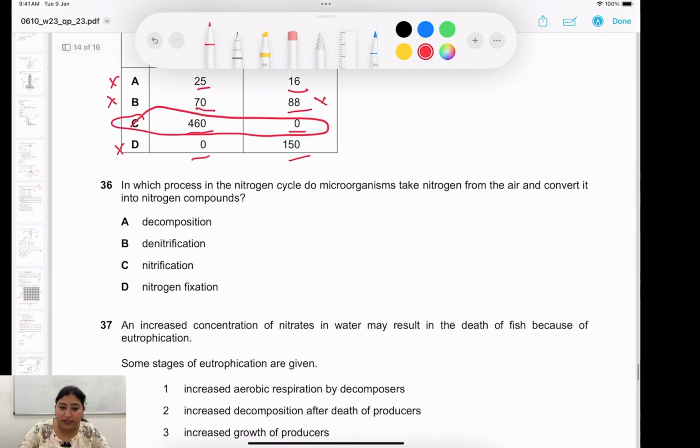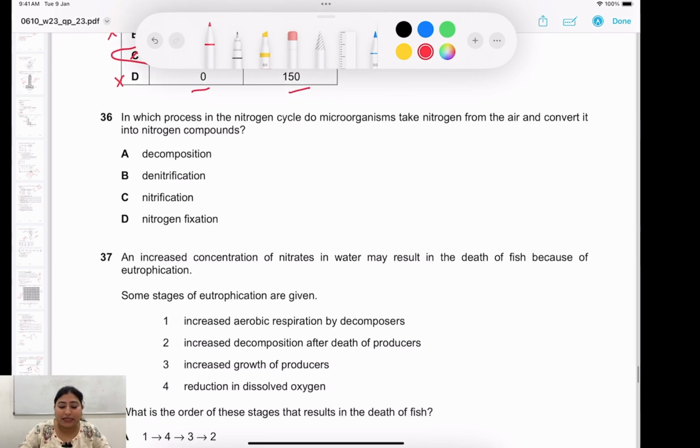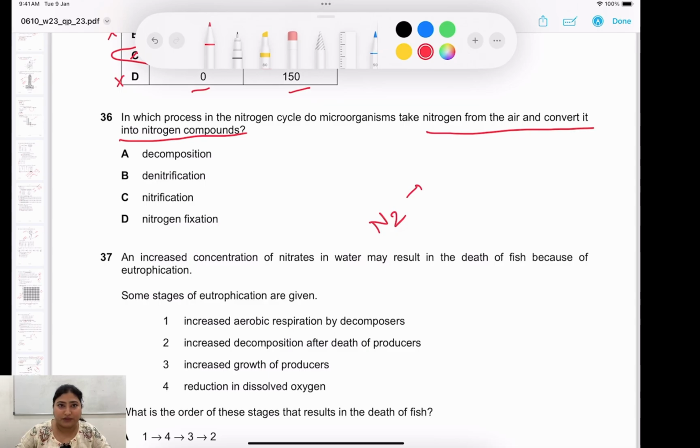Now, we have a very easy question here, that is question number 36. In which process in the nitrogen cycle do microorganisms take nitrogen from the air and convert it to nitrogen compounds? Simply, what you have to do is nitrogen is converted into nitrate or ammonia, whatever it is, the usable form for plants.